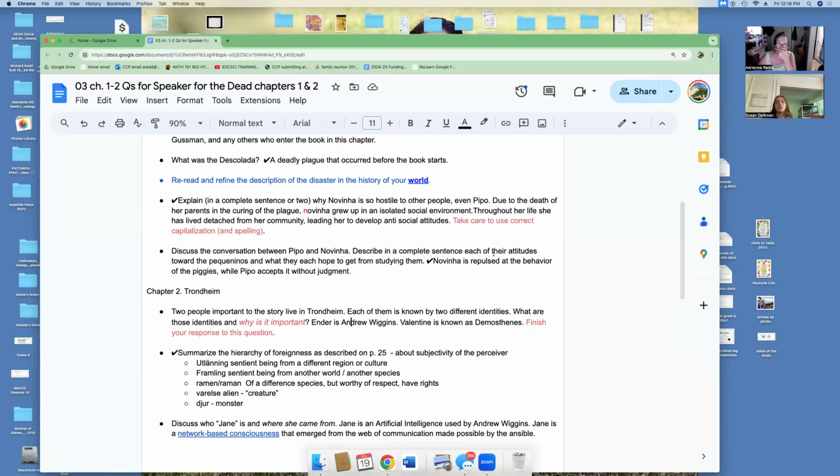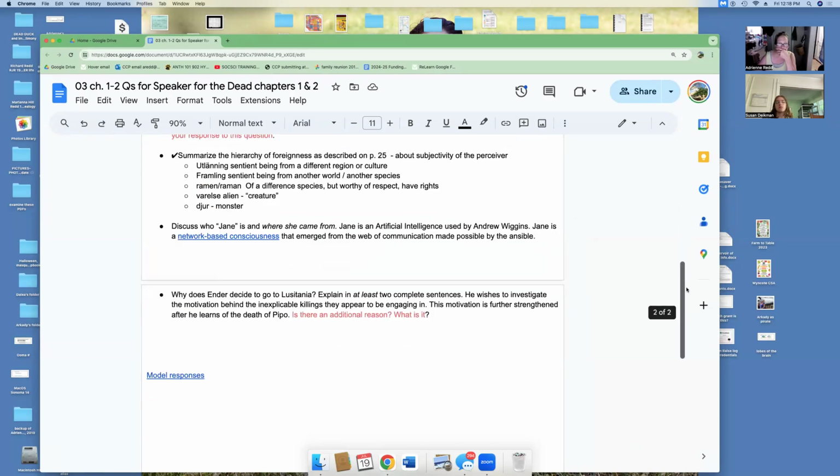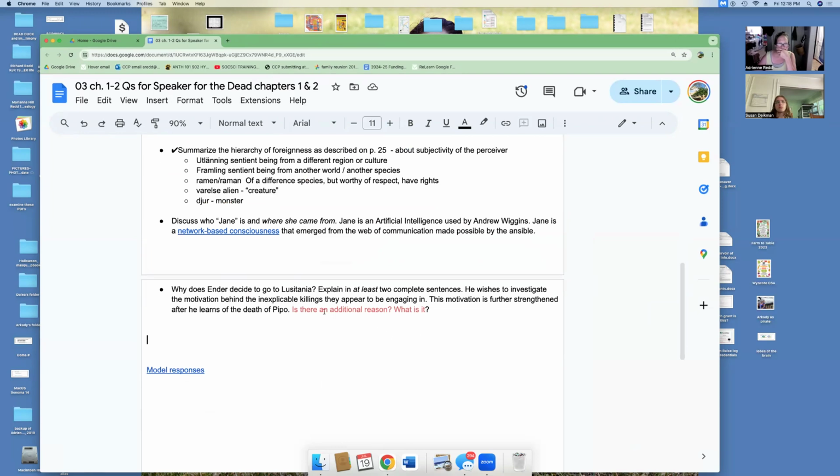All right, so the last question there is, why does Ender decide to go to Lusitania? He wishes to investigate the motivation behind the inexplicable killings they appear to be engaging in. Very good. This motivation is further strengthened after he learns of the death of Pipo, because first Reuter is killed, then Pipo is killed. Is there an additional reason that he goes? Is he there to be a speaker for Pipo, maybe?